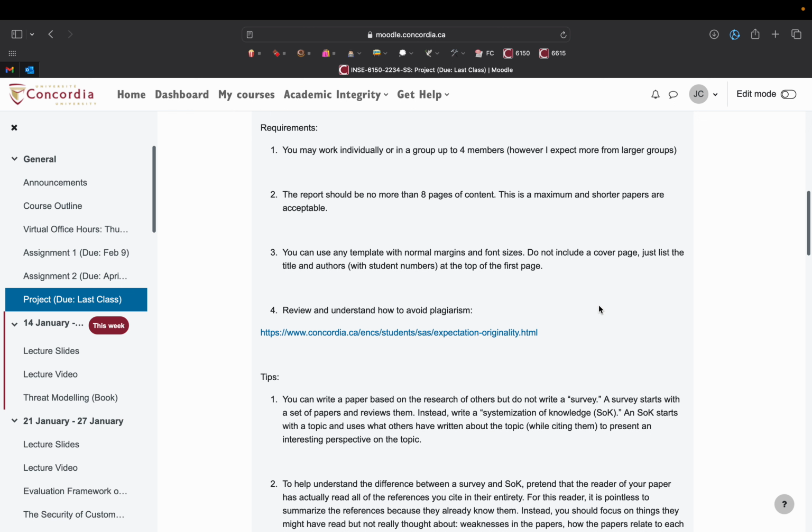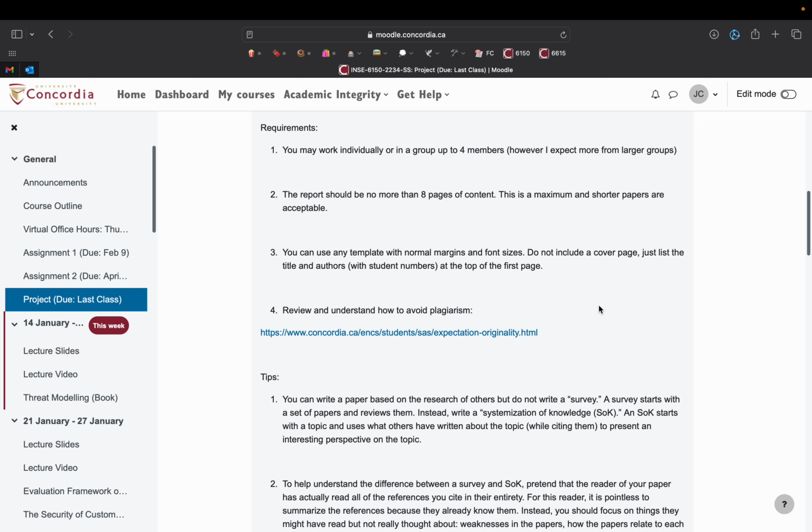Now, I should say that I expect more the more team members there are, okay? So if there's 4 names on a report and it looks the same as a report filed by one person, then there'll be a deduction based on that too, okay? So you can't just add people's names to your projects. It's going to hurt you.